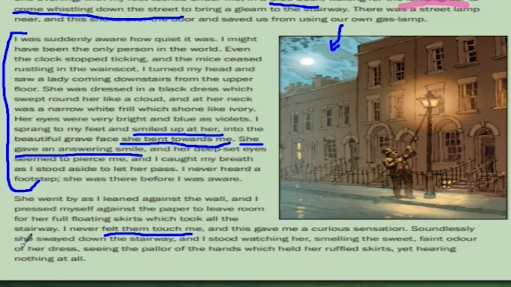Soundlessly she swayed down the stairway, and I stood watching her, smelling the sweet faint odour of her dress.